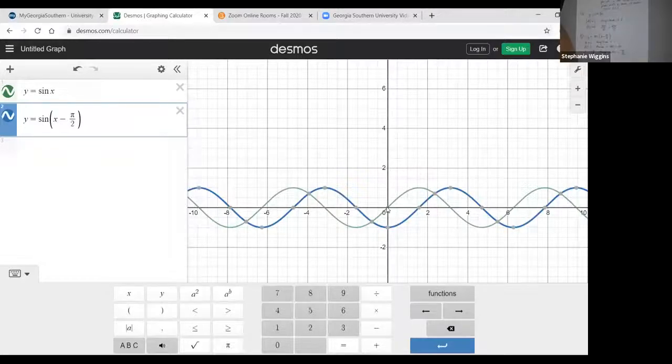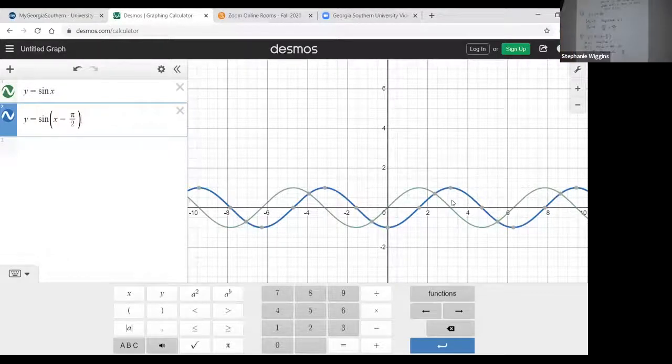So the green function is the regular basic sine function. Now, when I subtract pi over 2, this point here gets moved over here. So now, instead of the function being 0 at 0, it's now 0 at pi over 2. And the original function at pi over 2 was 1. Well, now, if I go a distance of pi over 2 over, the blue function at pi is equal to 1. So everything gets shifted to the right by pi over 2 units.